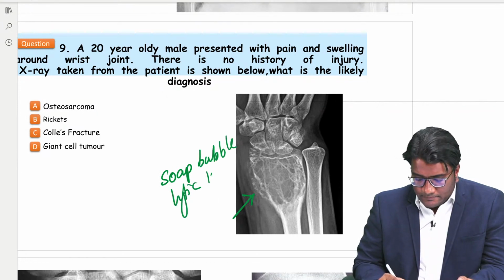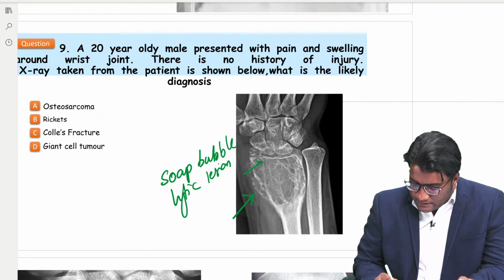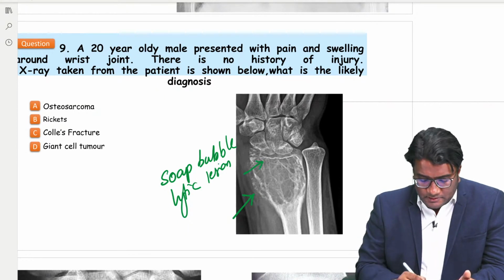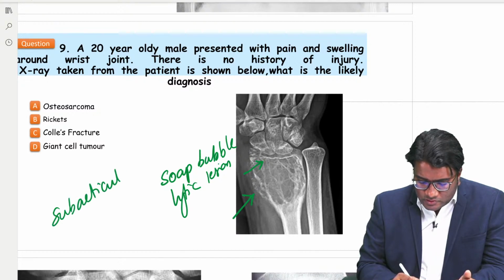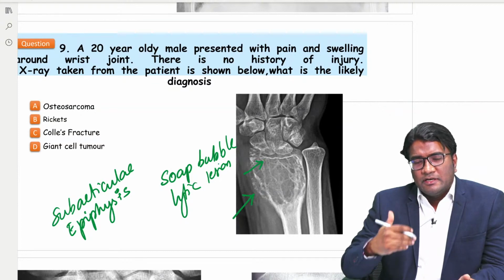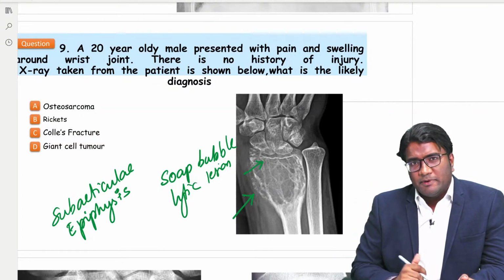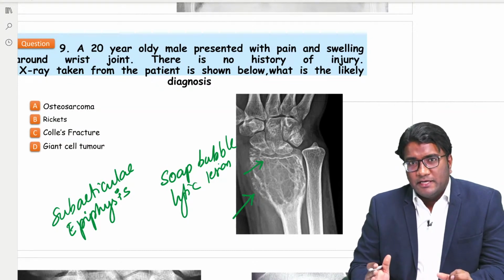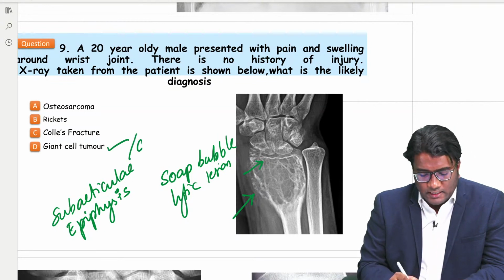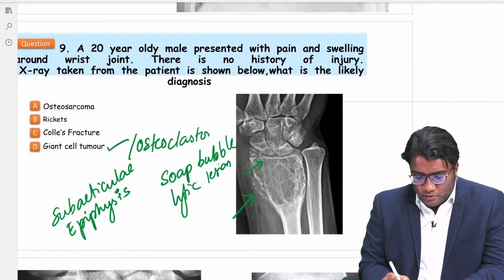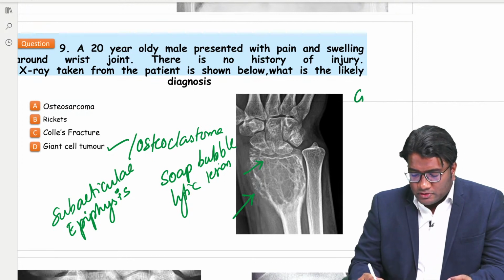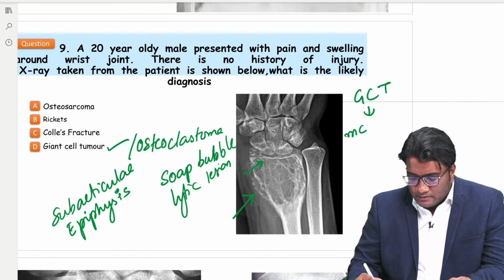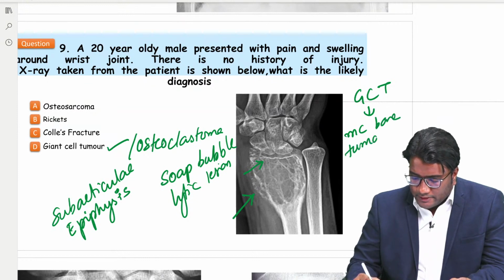Involving the distal radius, right? And it is very subarticular, just adjacent to the joint space. Is it involving the epiphysis or metaphysis? It is involving the epiphysis and extending into the metaphysis. So basically an epiphyseal lesion, subarticular, extending from the epiphysis into the metaphysis, and the most common bone tumor involving the distal end of the radius is your giant cell tumor, right? Or osteoclastoma. You also call it osteoclastoma. I hope you got this right? Remember, GCT or osteoclastoma is the most common bone tumor involving the distal radius.